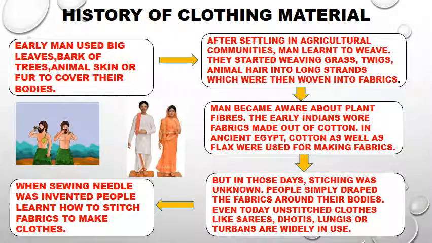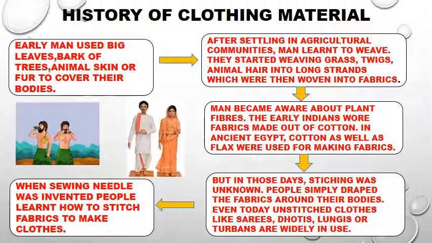Let us study the history of clothing material. The early humans did not know much about clothes. They used the bark of trees and large leaves to cover themselves. They wore animal skins and wrapped fur around their bodies to keep themselves warm during winters. After people began to settle in agricultural communities, they learned to weave twigs and grass into mats and baskets.